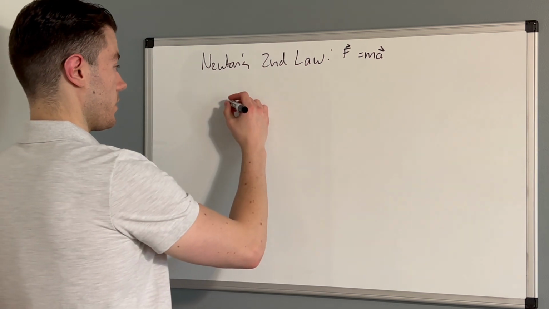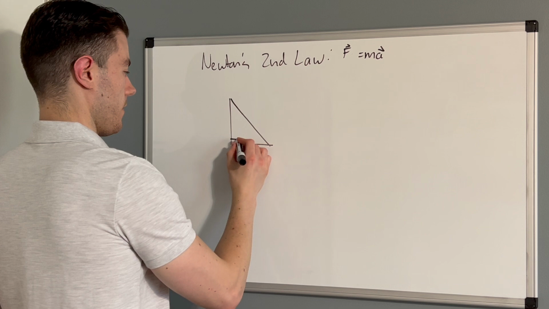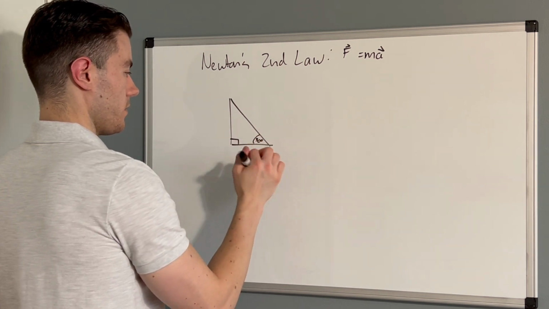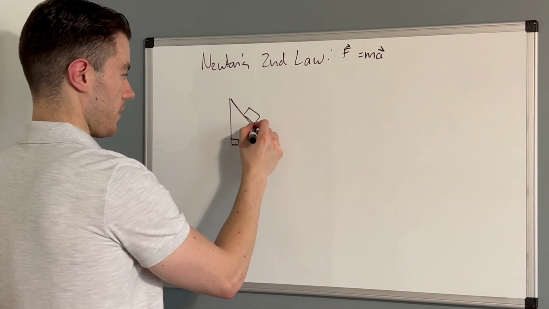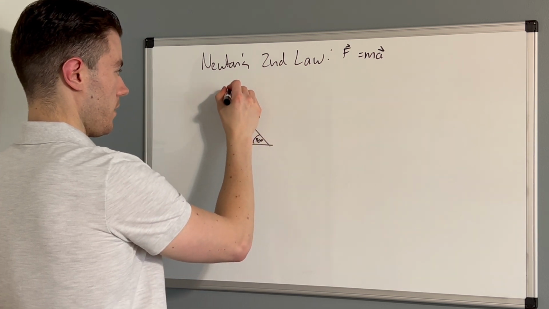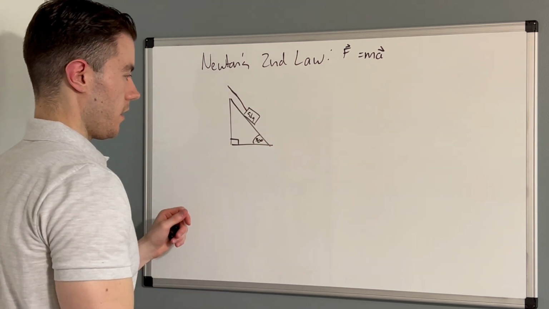So first thing to do is draw a picture. Remember, this is 30 degrees with respect to the horizontal. Here's a 5 kilogram box, and it's pulled. There's a rope pulling it up the incline.